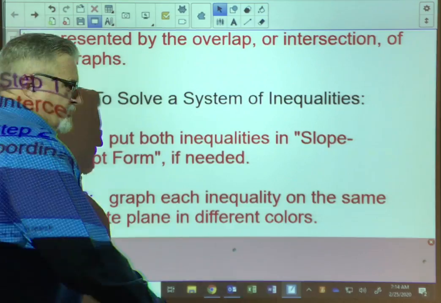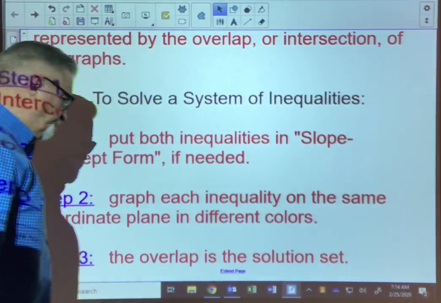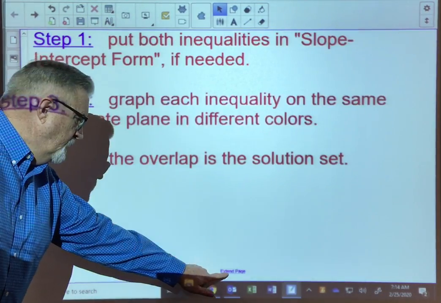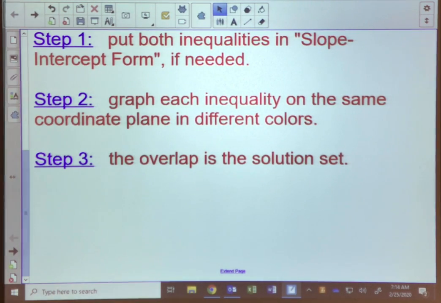And the final step is to just realize that the solution is the overlap. So the overlap of the two graphs is the solution set. Those are the solutions to your inequality. I'll give you a minute or two to go ahead and copy this down, and then we'll move on to a couple of examples.